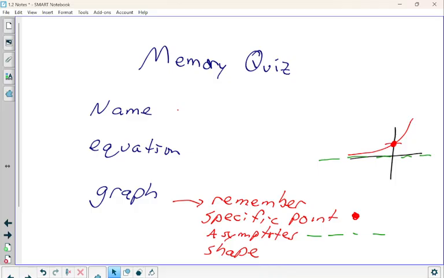So remember, on the memory quiz, there's 3 things you have to know. You have to know the name of the function, the equation of the function, and the graph of the function. And on the graph, you need to remember specific points that we talked about in this video. You need to remember an asymptote if it does have one, and you need to remember the general shape. I will give you one of those 3 pieces of information. You have to provide the other 2.